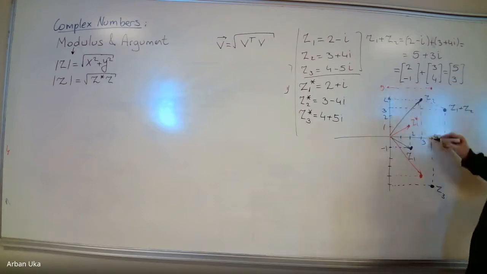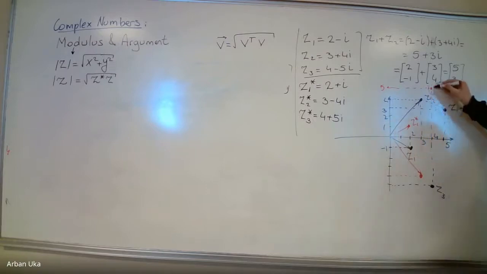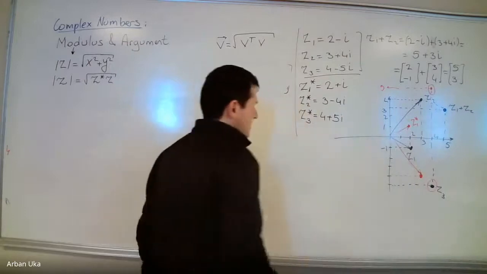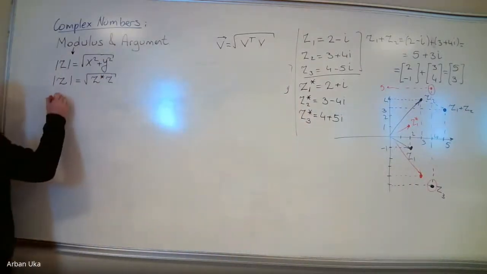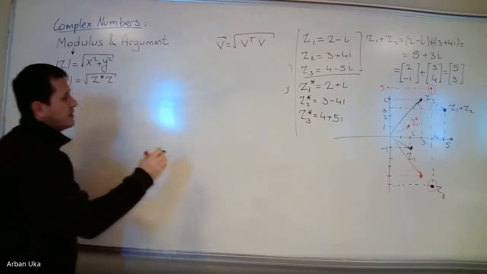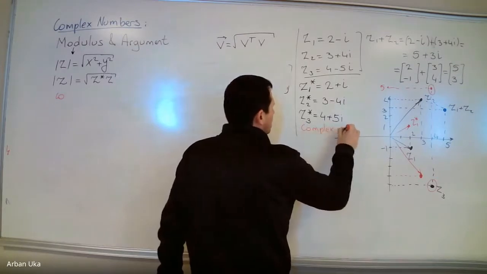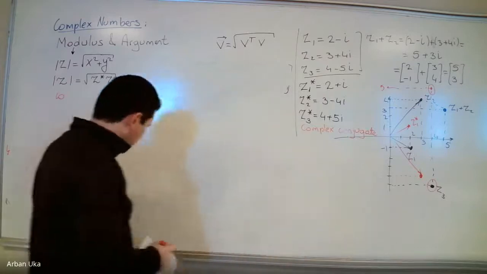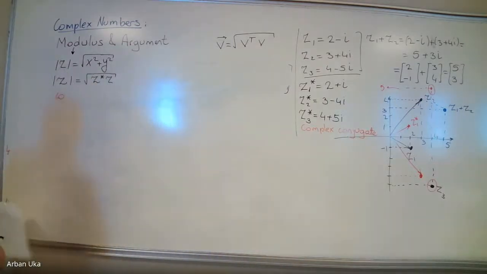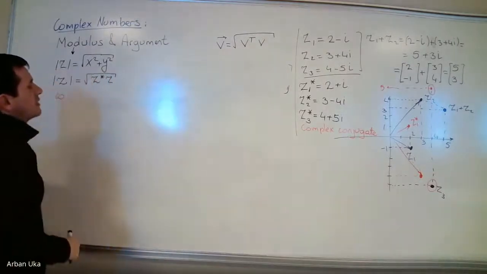Because this will be the 5, this is the 4, and this will be the reflection with respect to the x-axis of the Z3. So this is called, let's define here the complex conjugate. Now, why do we need this? The definition of the complex conjugate has some similarity when we try to find the magnitude of a vector.